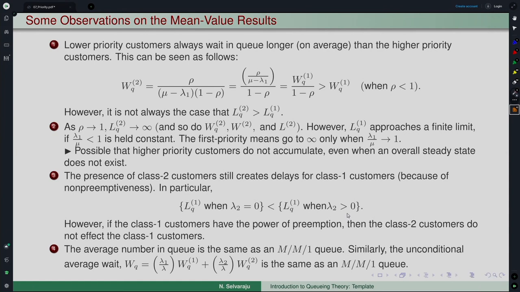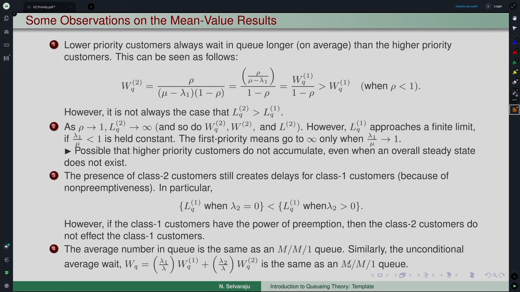Okay. So, the average number in the queue is the same as an M/M/1 queue. Similarly, the unconditional average waiting time, meaning the waiting times of these two classes weighted by lambda 1 by lambda and lambda 2 by lambda, is also the same as an M/M/1 queue. These are some observations that you can make with respect to this non-preemptive priority queueing system with two classes of customers, with equal rates, which is model A that we have considered.